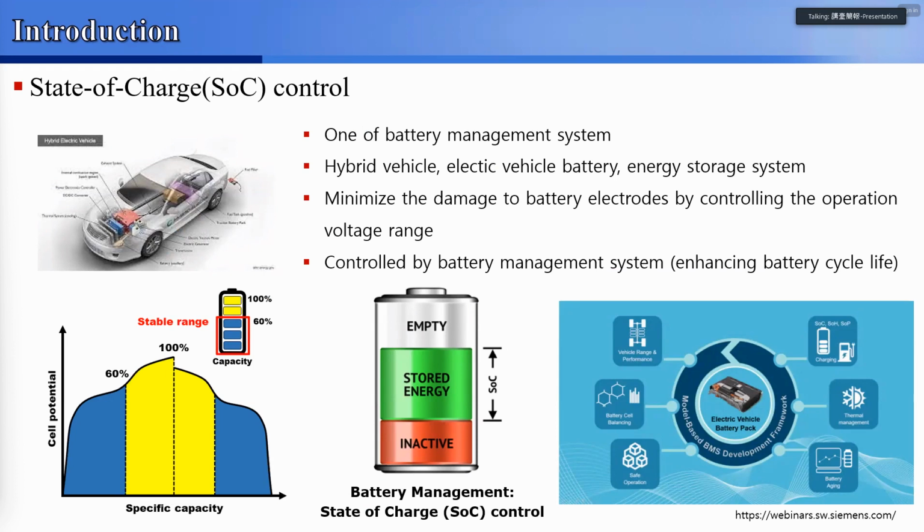To improve the stability of Faradic electrodes, I tried to find some strategies from battery technology. One is state of charge control, which is one of the battery management methods in hybrid vehicles, electric vehicles, and energy storage systems. State of charge control is a method to minimize the damage to battery electrodes by controlling the operation voltage range. And it is possible to enhance battery cycle life by using this SOC control method.